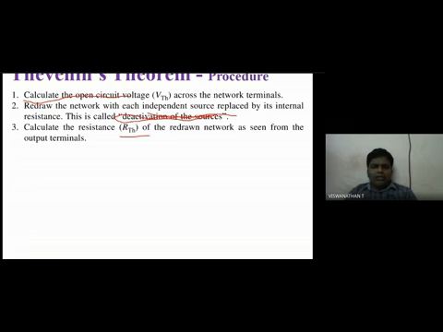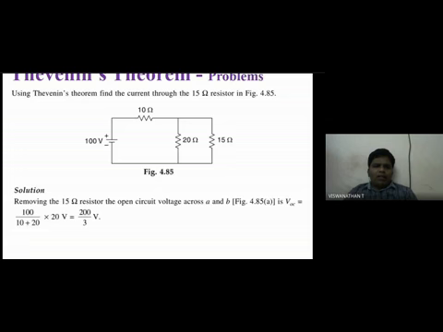So only three steps are there. First we consider one problem using Thevenin's theorem: find the current through the 15 ohm resistor in the given circuit. So our aim is to find the 15 ohm resistor current. For the first step, we remove the 15 ohm resistor, then the 10 ohm and 20 ohm are connected in series because it becomes an open circuit.